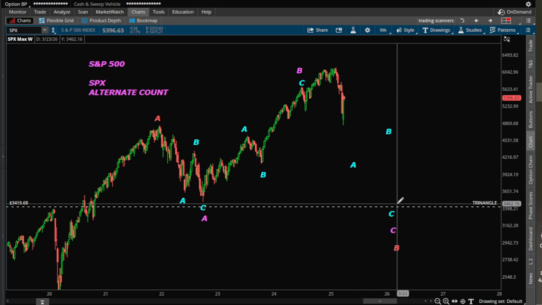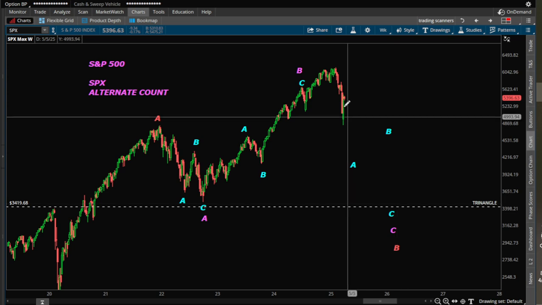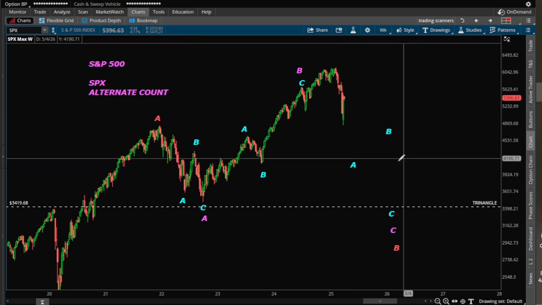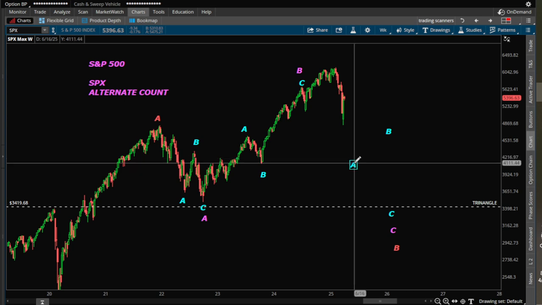So that's pretty much it. Yeah, I mean, those are the two scenarios. So we could be bottomed out. We could have had a bottom here and we're shooting higher. Or you're going to start to see some consolidation, maybe a triangle pattern, because we're going to be a minor degree B, and then we shoot down.